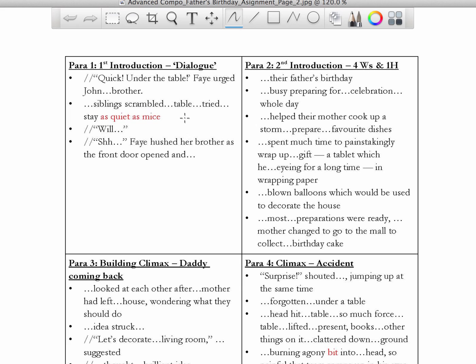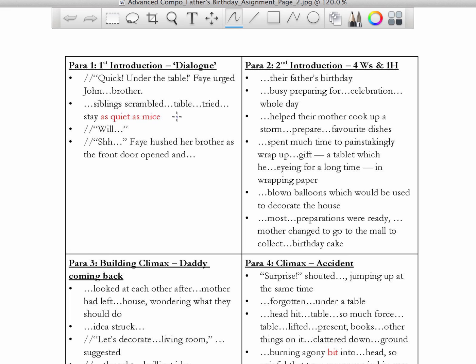For this component, you can pause me before I give the answer and try to do it for yourself. What type of figure of speech do you think this is? And then you can continue to play the video and see if you are correct. So the first one we have here is "as quiet as mice." I think this is quite straightforward. What do you think this is?